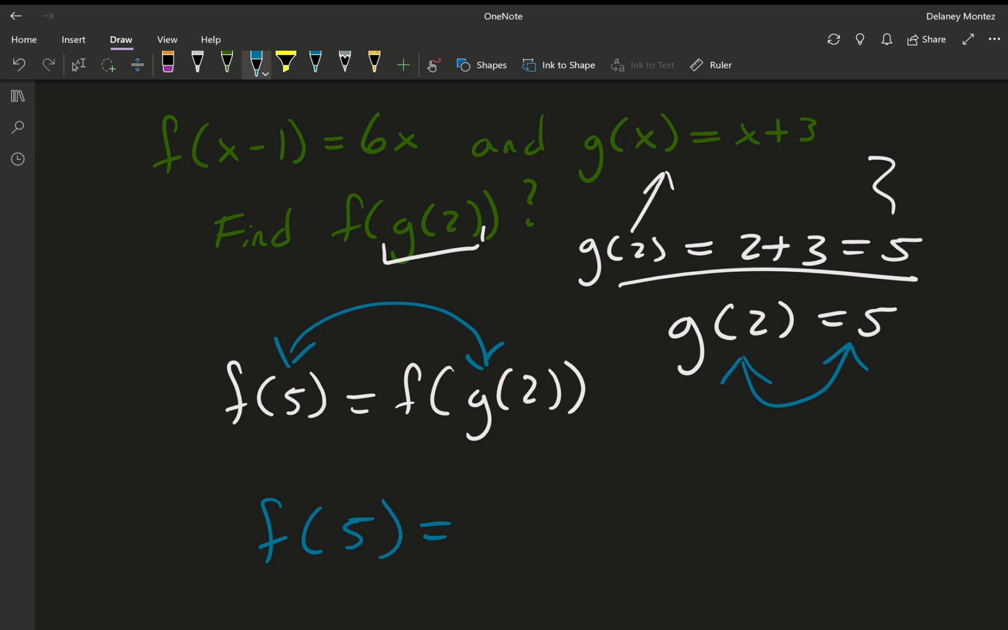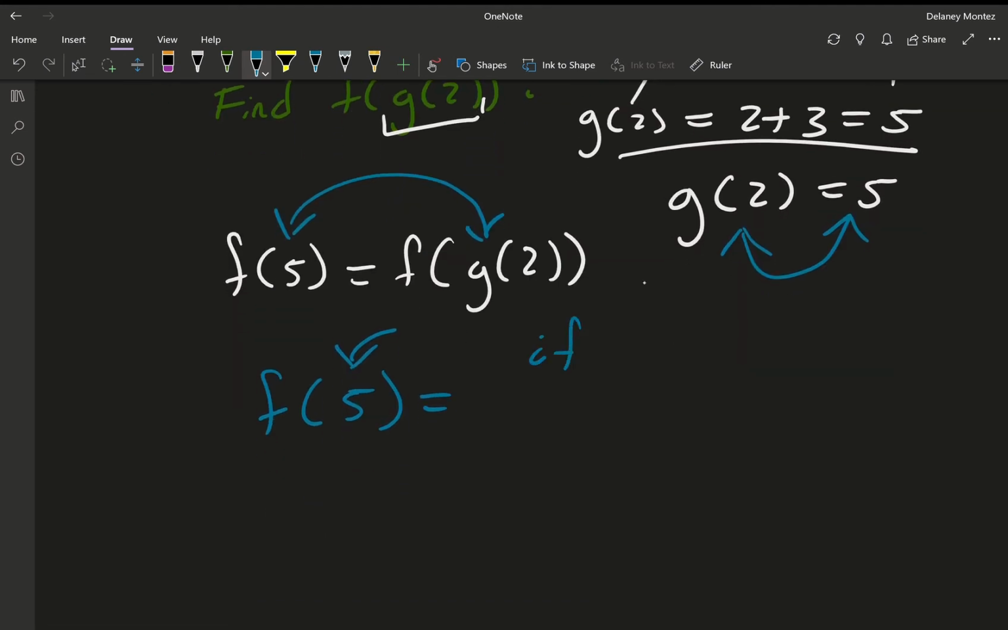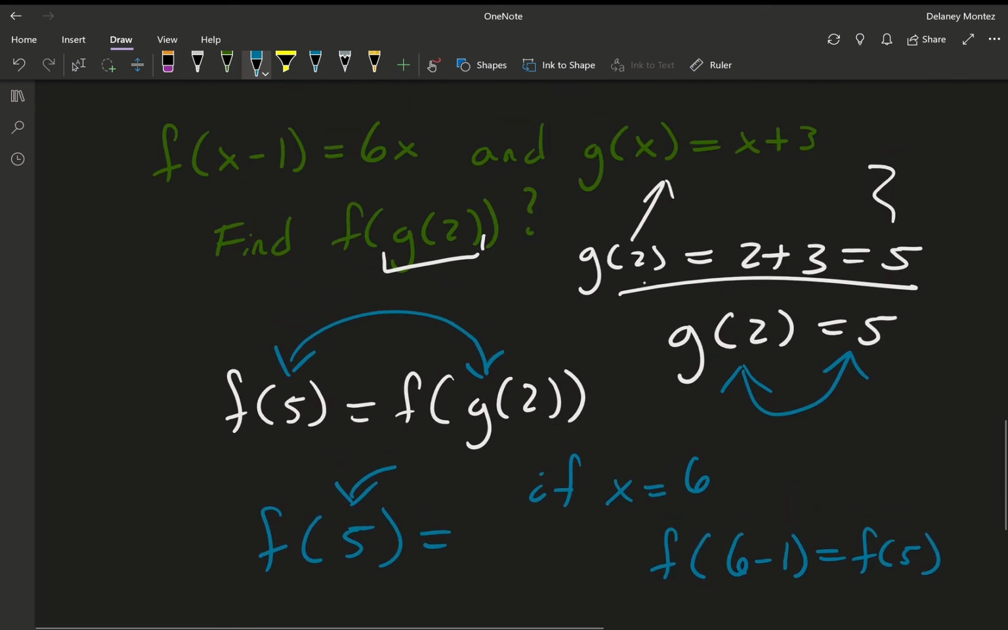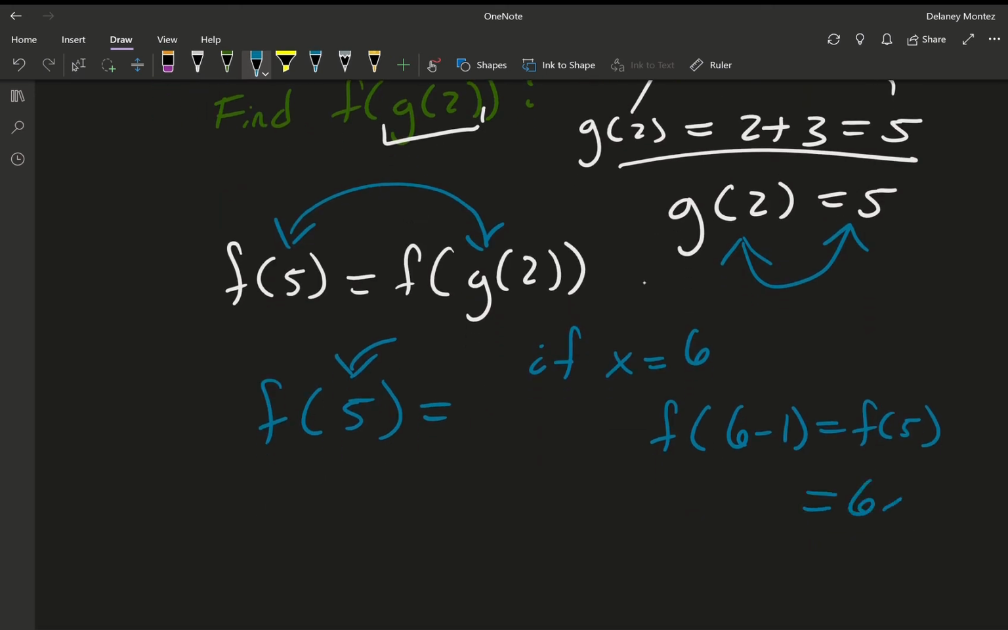So this is a little bit different than just your normal f of x or g of x function. You have x minus 1. So you're looking for a number x that will give you 5 here on the inside. Well, of course, 6 minus 1 gives us 5. So if x is 6, then f of 6 minus 1 equals f of 5. But what does our rule say? Our rule says whatever x you plug in here, I have to plug it in there. So that would be 6 times 6.